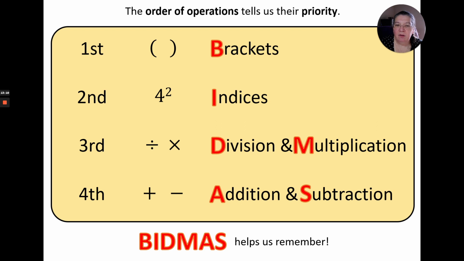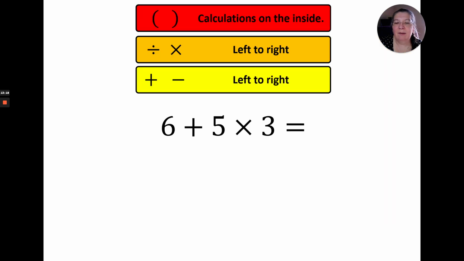There we go. So if you can remember that, you can remember the order that we need to do things so that everyone gets the same answer. So calculations in brackets first, indices if we have them, division and multiplication from left to right, addition and subtraction from left to right. So let's look at this question.